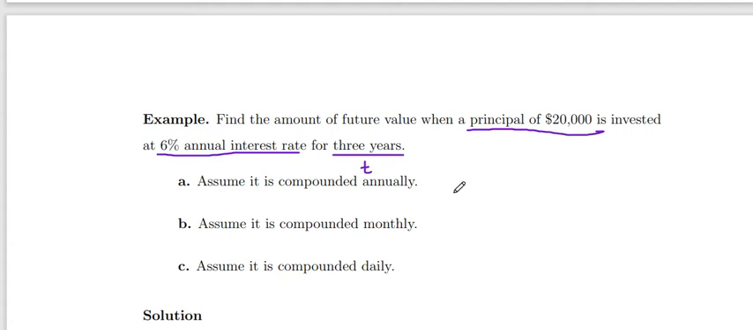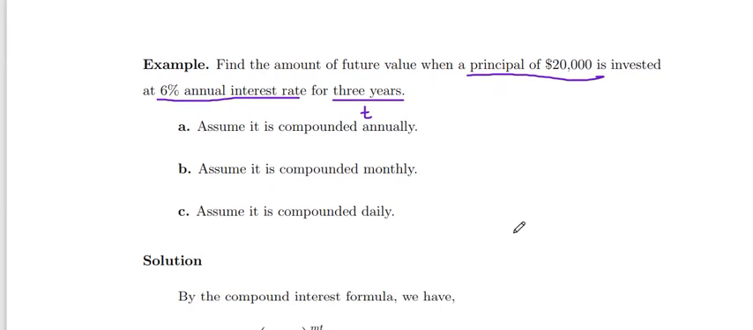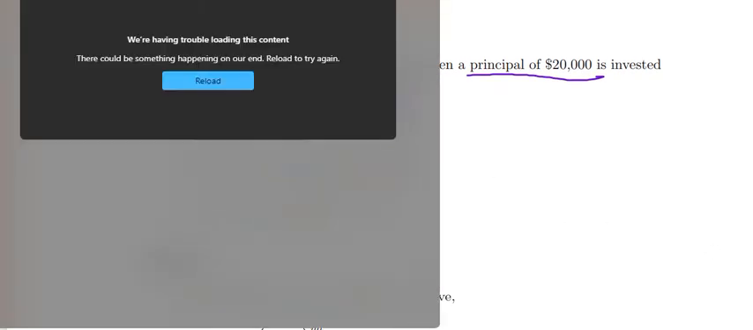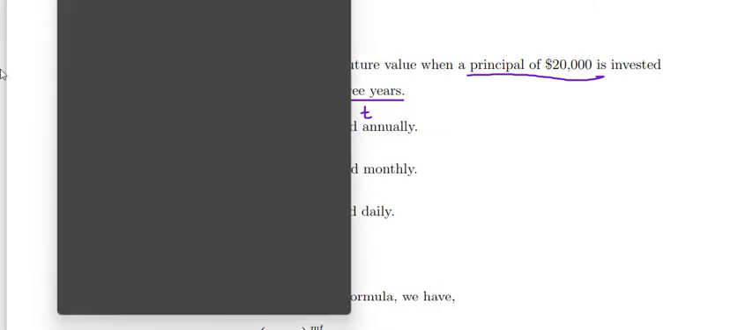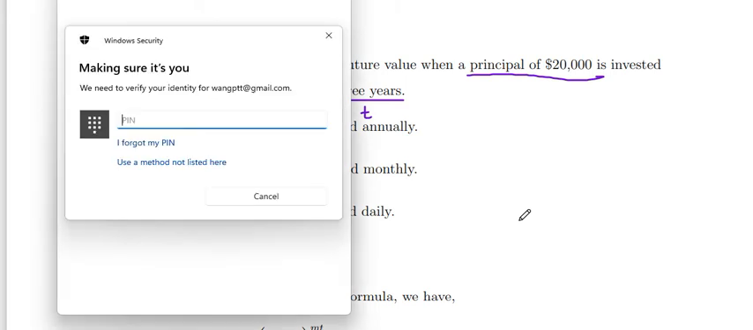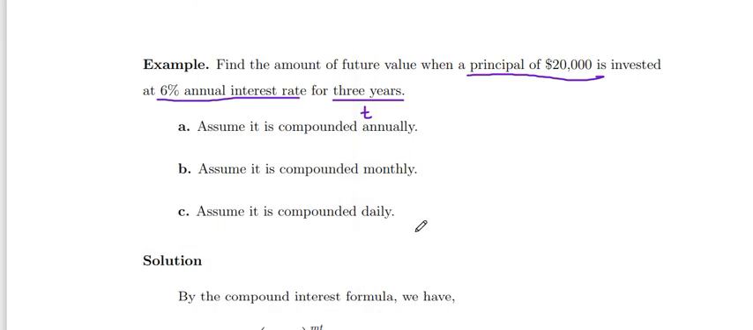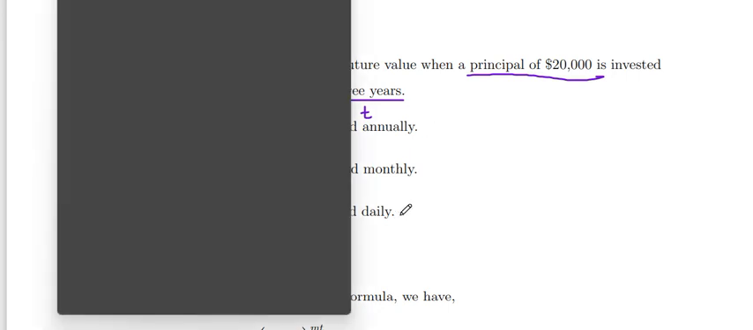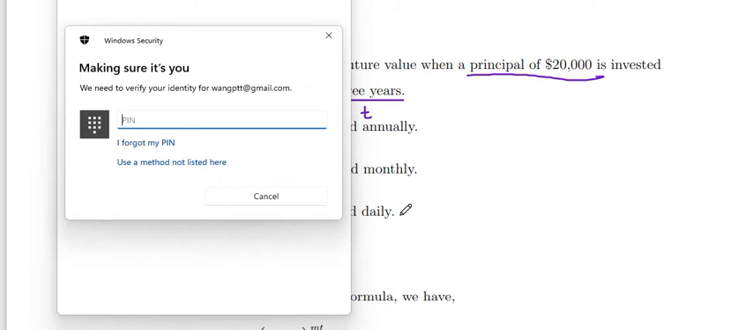Okay. So if we compound annually or monthly or daily, we can know more often should have more money, right? So daily, versus once a year, we should have more money. So let's confirm this.